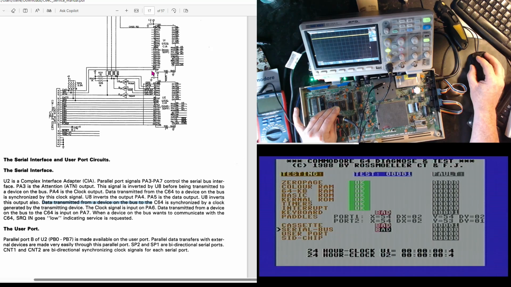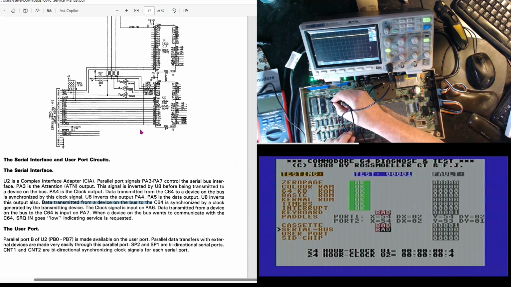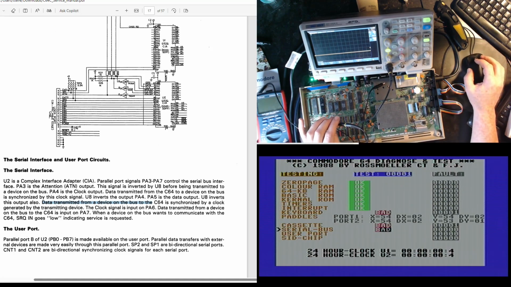Oh, this is so confusing. So that's 39. So I believe 39 is over here. That's high. What's 39 over here say? That's high as well. Not sure. Actually, just going to try something else for a sec.